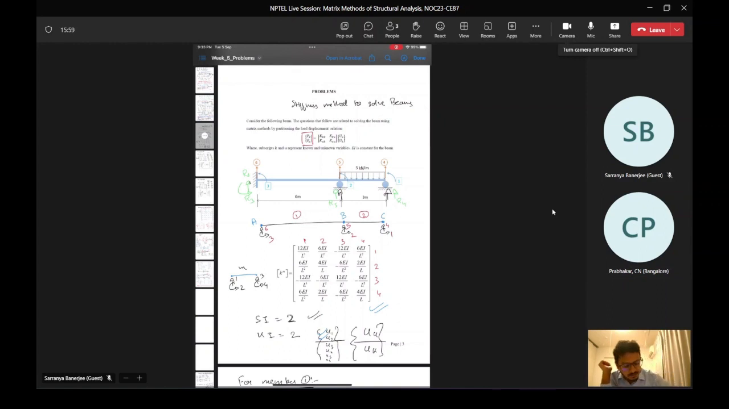The second suggestion was discussion regarding the shear deflection of beams, if I am correct. So what I have thought is, today we can finish these two problems for beam and frame, and I can take that up in the next class, because I don't think there is urgency to the discussion of that topic. So maybe we can finish everything today, and then take that topic up in the next class. Is that fine? Yeah, that's fine.